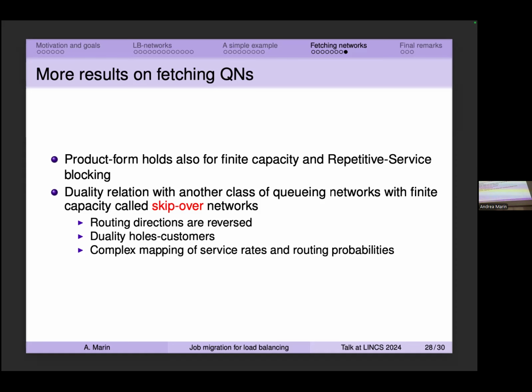And there is a duality relation between the work of Pittel and this work. It means that we are able to transform a fetching network into a skip over network just by looking at the parameters and mapping the performance indices from one to the other. Basically, the idea is that what you see as a job in the queue network of Pittel corresponds to a hole, a space in the queue in the fetching queuing network. That's the basic idea. And from there, you can reconstruct the routing, which has to have an inverse direction, of course, because the holes move in the opposite way with respect to the customers. Following this idea, you can build this duality result.